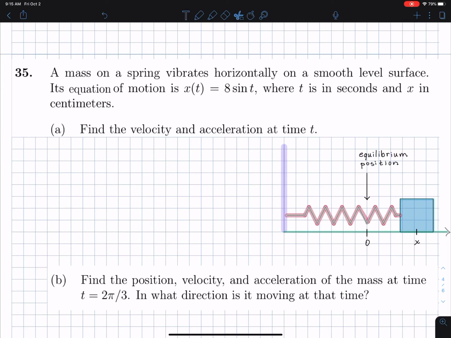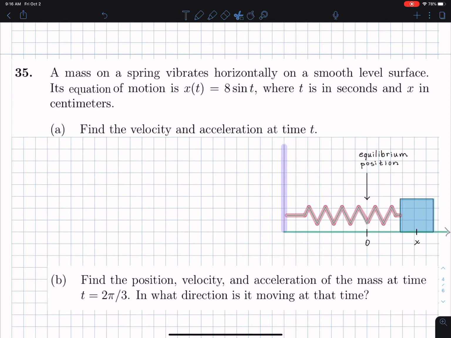Okay, in this video, we have a model of a mass which is attached to a spring, and that spring is attached to the wall. So this is a model of mechanical vibration. And the mass vibrates horizontally on a smooth surface. So we're imagining that there's minimal friction, also called damping. And its equation of motion is given by x of t equals 8 sine t.